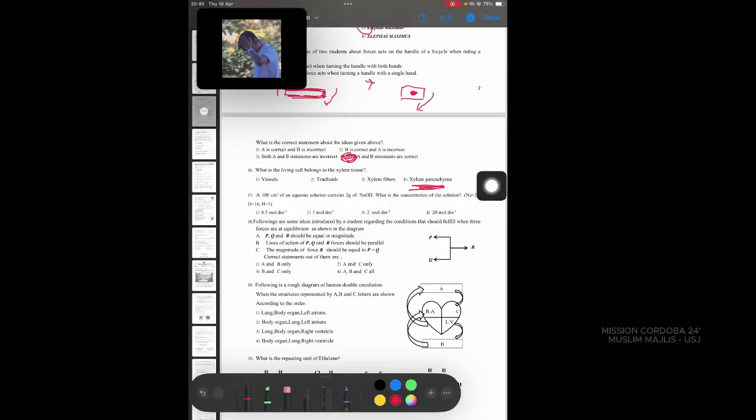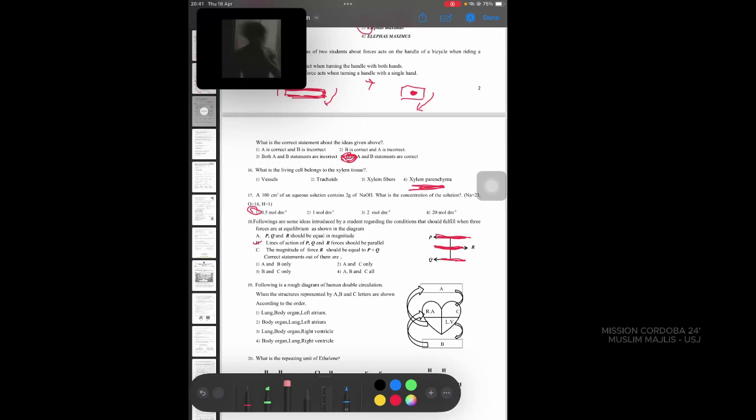Very good. Following are some ideas that are introduced by a student regarding conditions that would be fulfilled when 3 forces are in equilibrium. So these 3 forces are parallel. That is correct, no? The lines of action of the 3 forces are parallel. This one's line of action is like this, this one's like this, and this one's like this. So all 3 are parallel. That is correct. P, Q, and R should be equal in magnitude. Correct or wrong? Can someone tell me that?